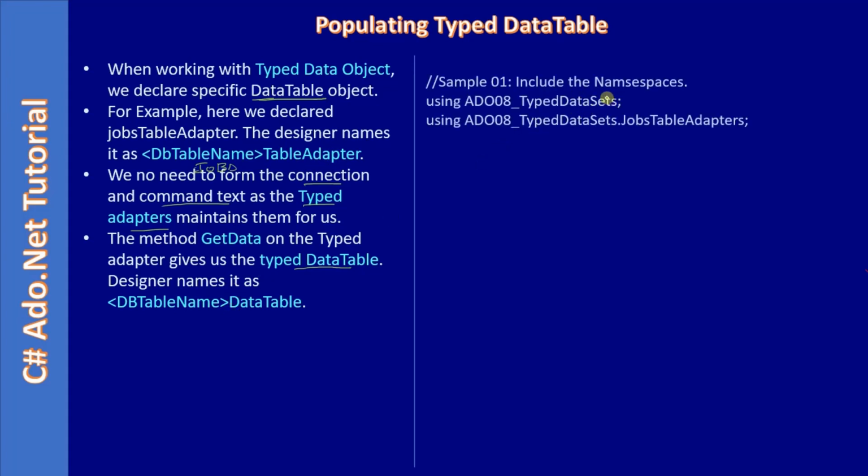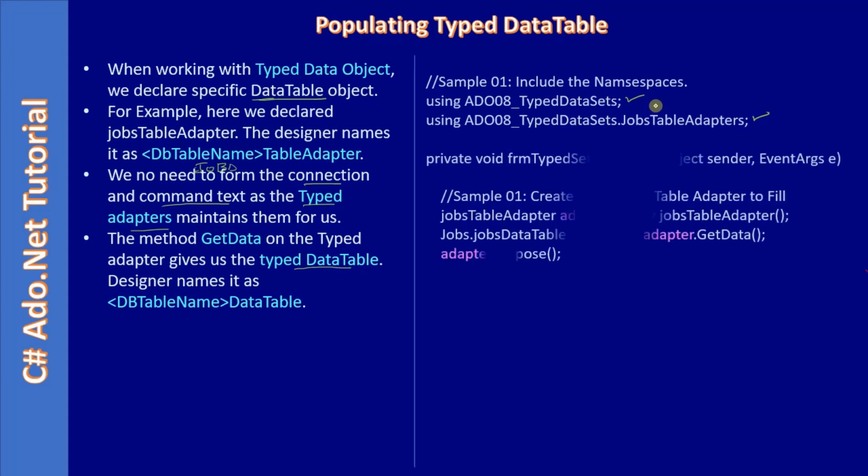So when we are writing the code, we will first include the required namespaces. We already saw these in the class view in our previous video. So we just placed these using statements to utilize those namespaces. Next, if you see, we are creating jobs table adapter, right? Here we are creating the jobs table adapter, and we are naming that as adapter.